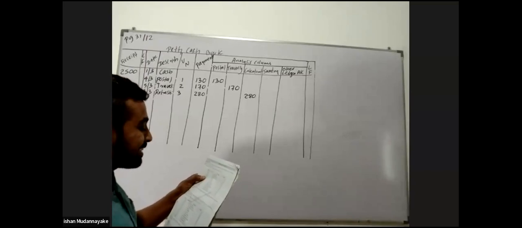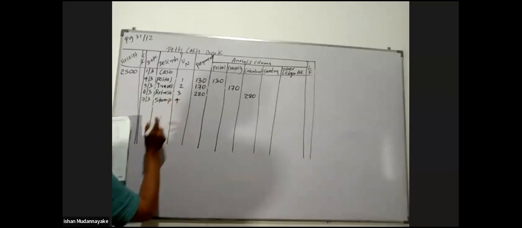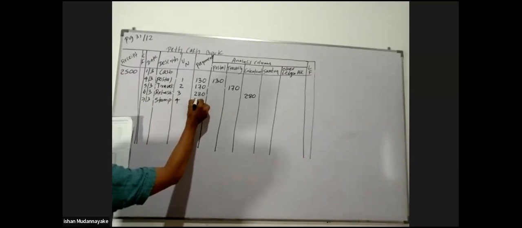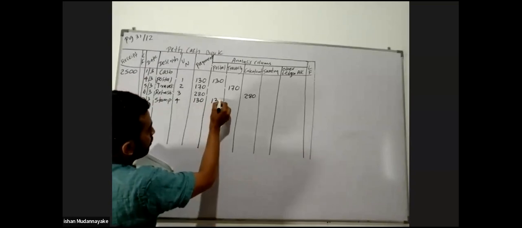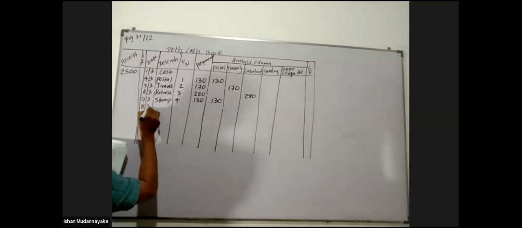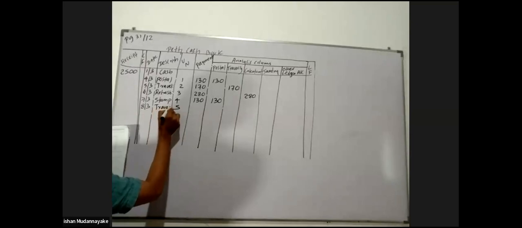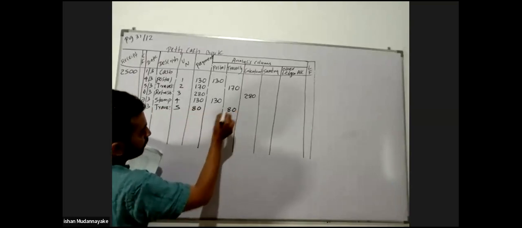7th March. Stamp. Voucher number 4. Yes, stamp. Total amount 130. Payment for stamp we can categorize under postal expenses. And then 8th March. Voucher number 5. Traveling expenses 80. Categorize under traveling.